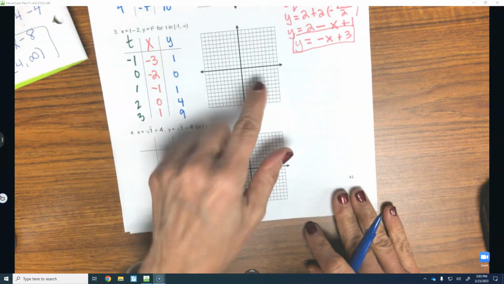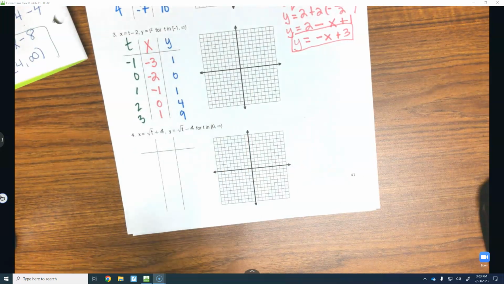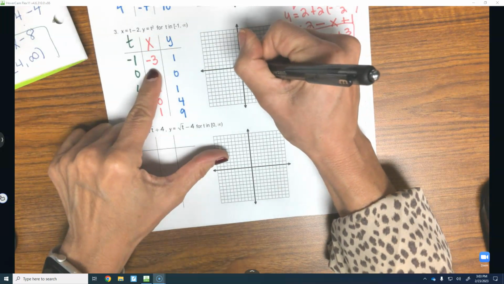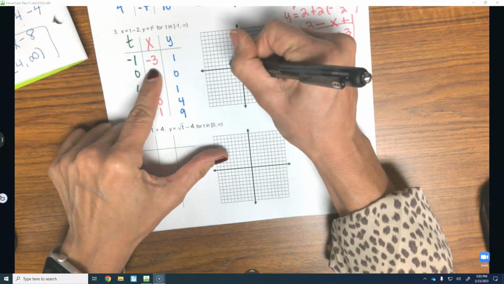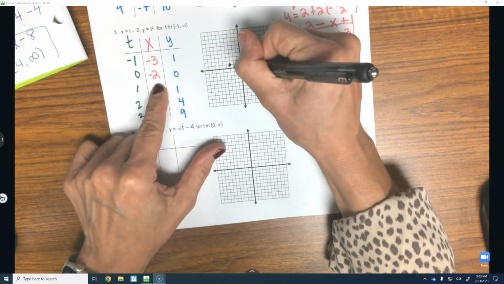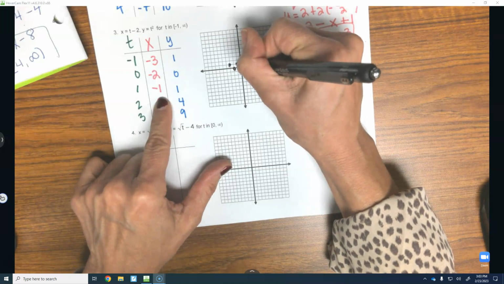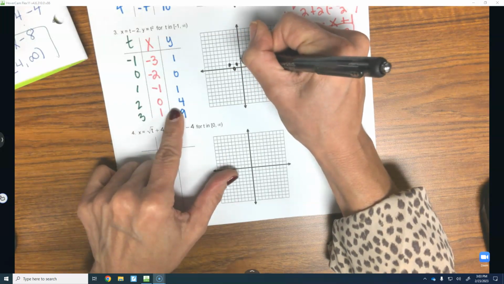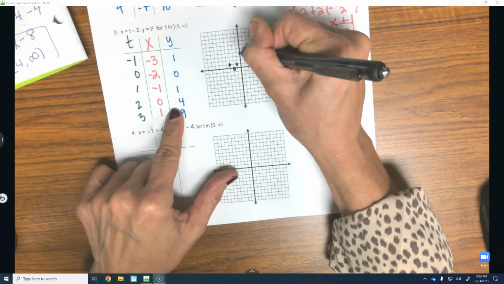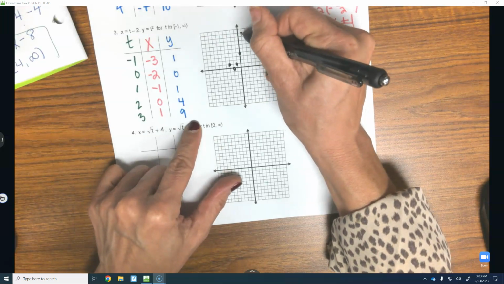Okay, let's go ahead and plot this. And guys, again, when we plot it, let's pay attention to the direction of the curve that is happening. So 1, 2, 3, there's my first ordered pair. -2, 0, -1, +1, 0, 4, and then 1, 9. That's going to fit right here.